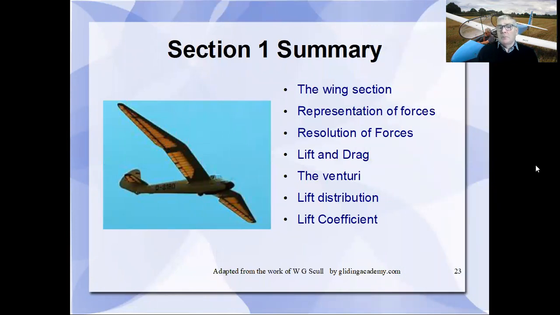So now, just in summary, what we've looked at is the wing sections, broadly how they've developed, how forces are represented in aerodynamic drawings, how those forces are resolved, how we've arrived at lift and drag, the Venturi effect, lift distribution, and the lift coefficient. Now, there are some questions in the following section, and if you find difficulty in answering them, can I suggest that you just run back through this tutorial to get yourself the answers so you're comfortable with it.